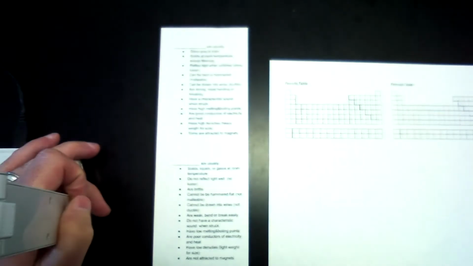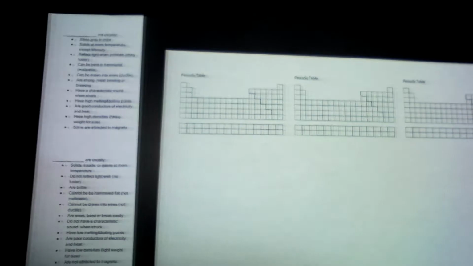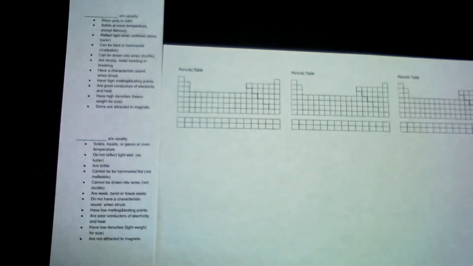So anyway, we're going to be doing a video today on how to make these two papers into a foldable. You're going to start out taking this right here, and you're going to cut it into 3 columns. It doesn't have to be perfect. So just cut it down like this. Now you've got 3 of these.